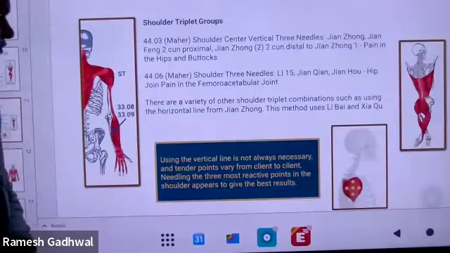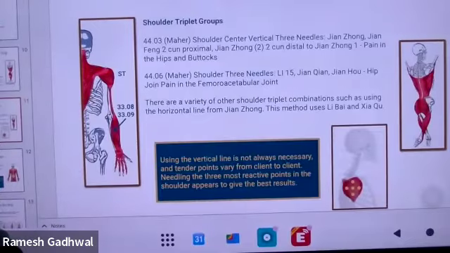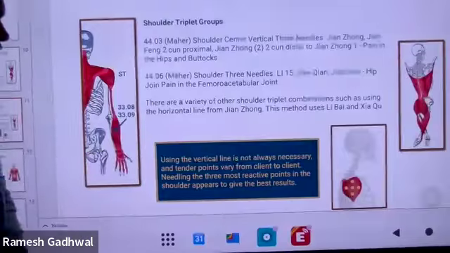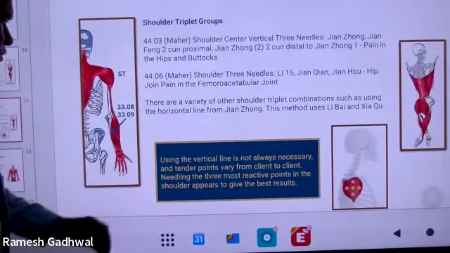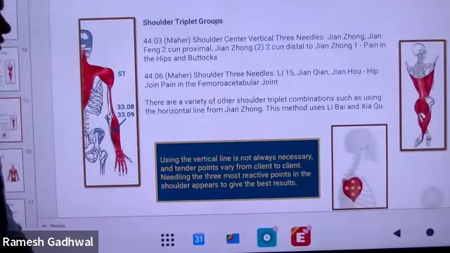44.06, shoulder 3 needles, LI 15, Jin Quen and Jin How, for hip joint pain in the femoral acetabular joint. And there are a variety of other shoulder triplet combinations, such as using the horizontal lines from Jing Jiang. This method is used in Li Bai and Axia Q. Using the vertical line is not always necessary.